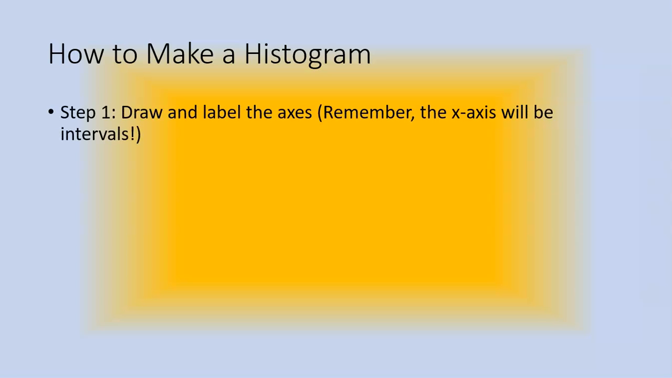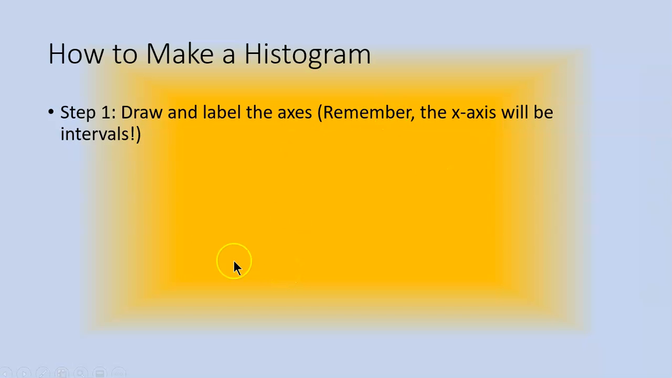So let's look at how to make a histogram. First, draw and label the axes. Okay, this word right here, axes. This is actually plural for axis because you have an x-axis and a y-axis. So the x-axis goes horizontally, the y-axis goes vertically. When you have two of them, they are called axes. That's plural. There's your English lesson.